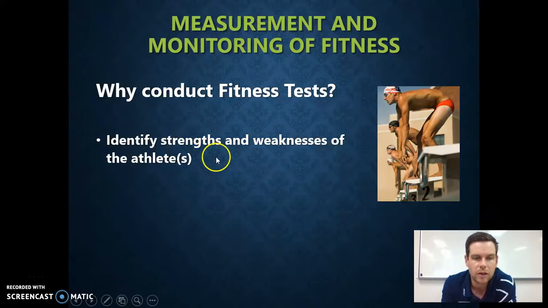So fitness tests allow us to actually identify the strengths and weaknesses of an athlete at the beginning of a training program, but also the strengths and weaknesses as they progress through the training program.